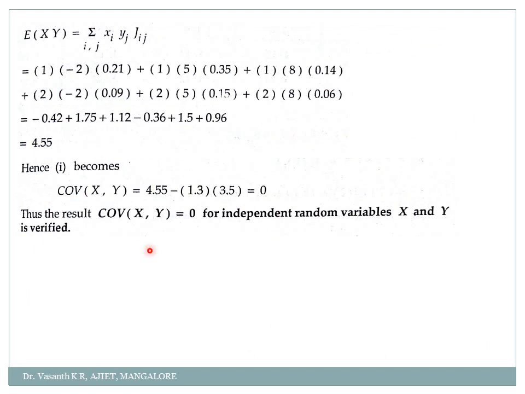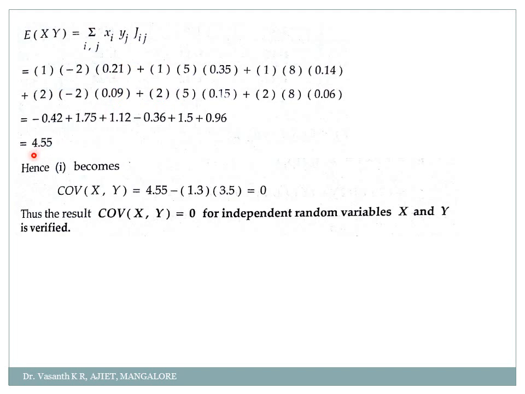So then they had asked me to find out covariance of xy. So how will you find out covariance of xy? Covariance of xy is simply expectation of xy minus expectation of x into expectation of y. So find out what is expectation of xy.